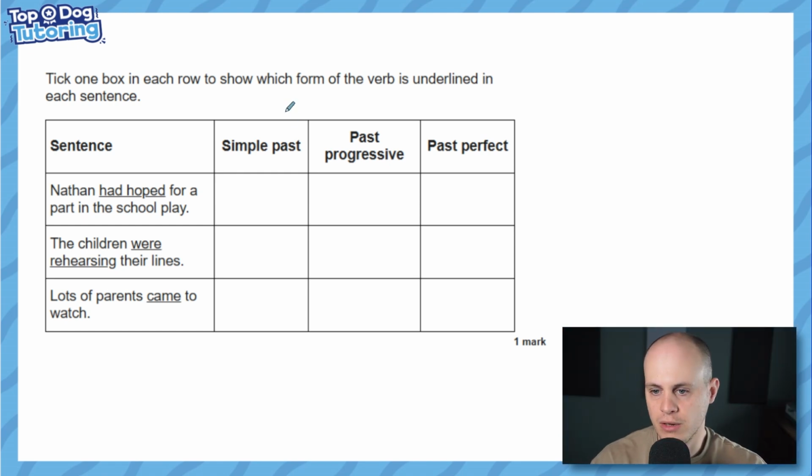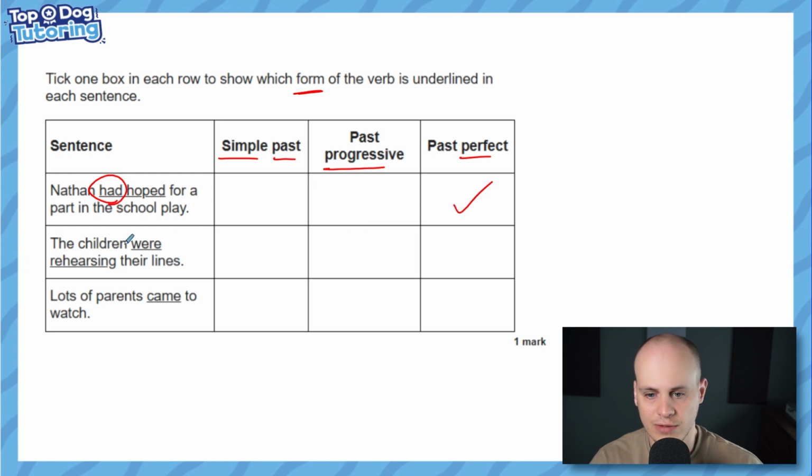Tick one box in each row to show which form of the verb is underlined in each sentence. Okay, that's what we've been focusing this whole lesson on. Verb forms: past, simple, progressive, and perfect. Right. Nathan had hoped. Let's look for our clues. The fact that it has had in it makes me know straight away it's perfect.